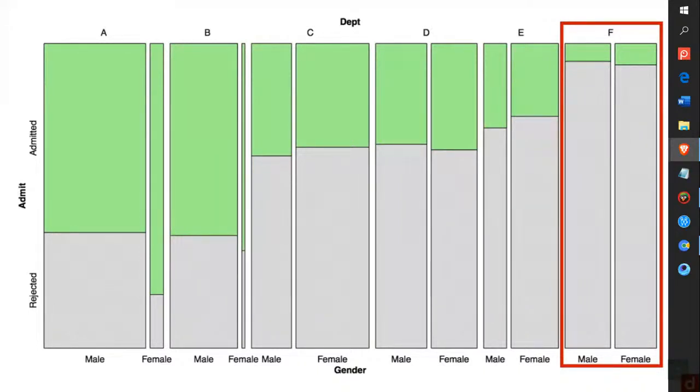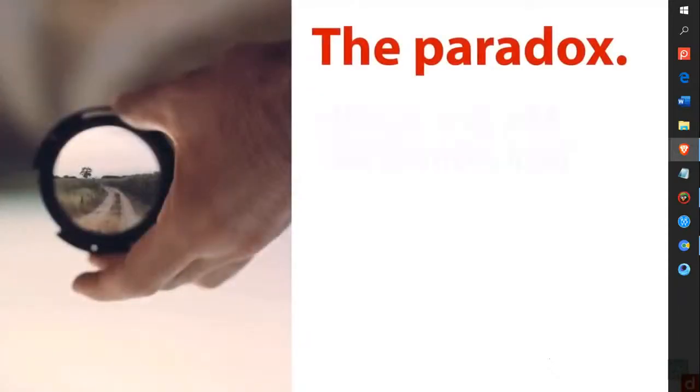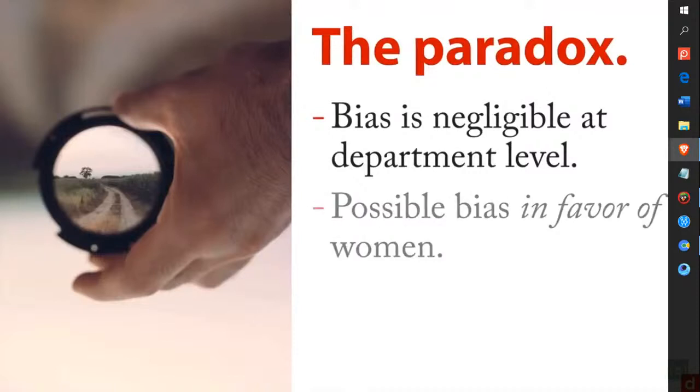Now, in statistics, this is known as Simpson's paradox. But here's the paradox. Bias may be negligible at the department level. And in fact, as we saw in 4 of the departments, there was a possible bias in favor of women.